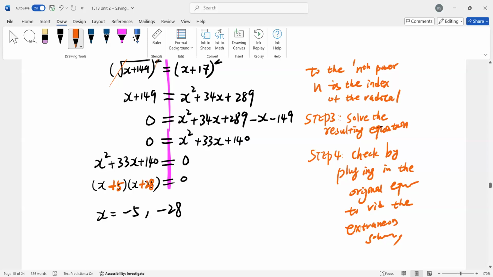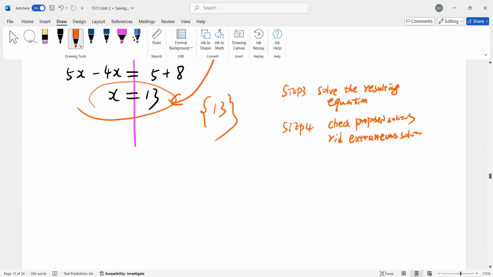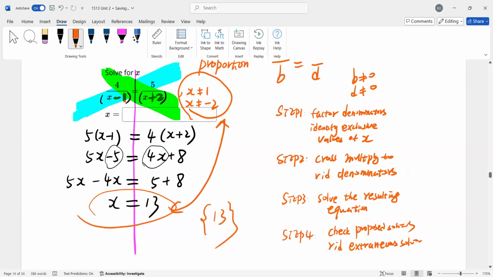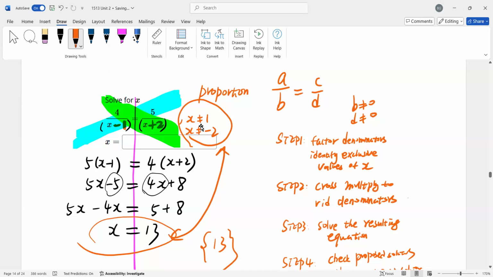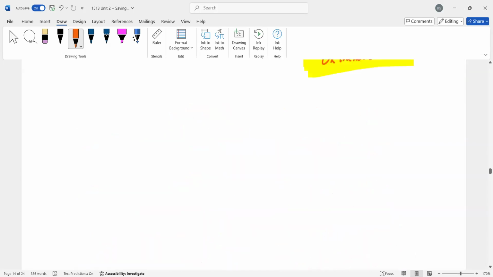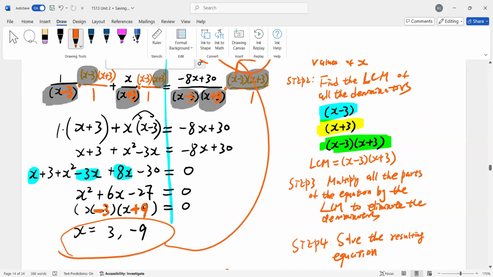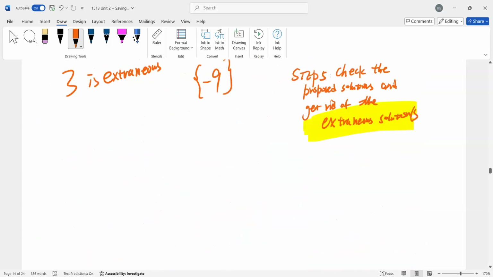Check by plugging in. Yeah, this step is very important, but it's a little bit troublesome. When we solve rational equations, the checking part actually is very simple. You don't really need to plug back into the original equation to check. All you need to do is compare your proposed solution with the excluded values you got at the very beginning. You can see here and here, right? The checking part actually is important, but not troublesome.